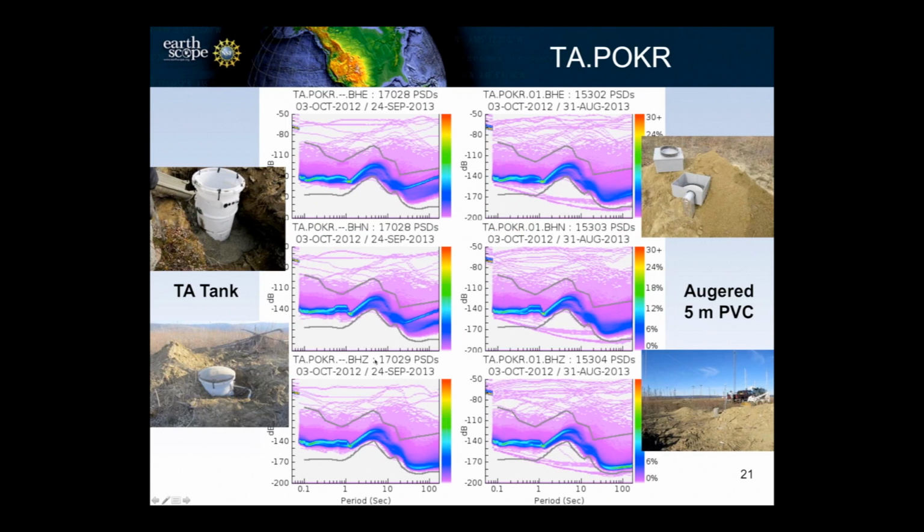And then the last one I wanted to talk about is the site at Poker. So this is Poker Flats near Fairbanks, and this is looking at, on the left, I believe, the TA tank, and on the right here is the augered PVC cased hole. And you can see there's an interesting signal here on the horizontals related to the tank. And we think that might be due to either frost wedging or freeze thaw or something seasonally that has really shifted the power over during the duration that this plot was made.